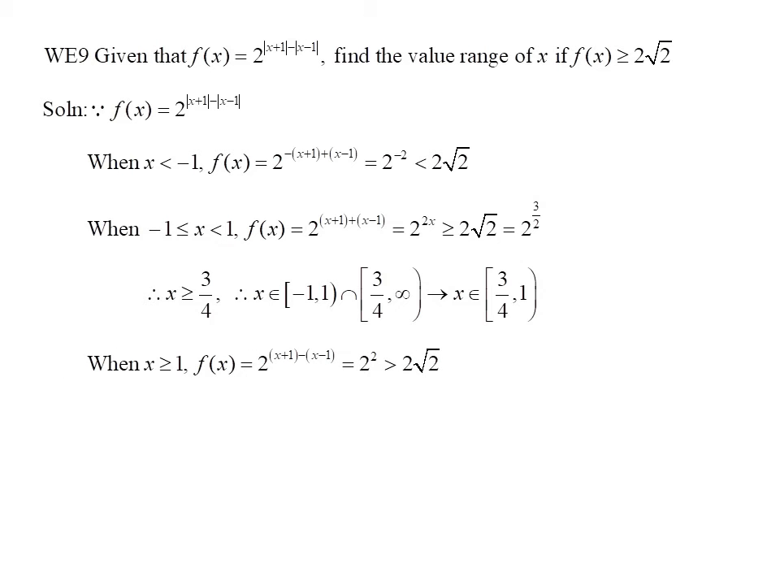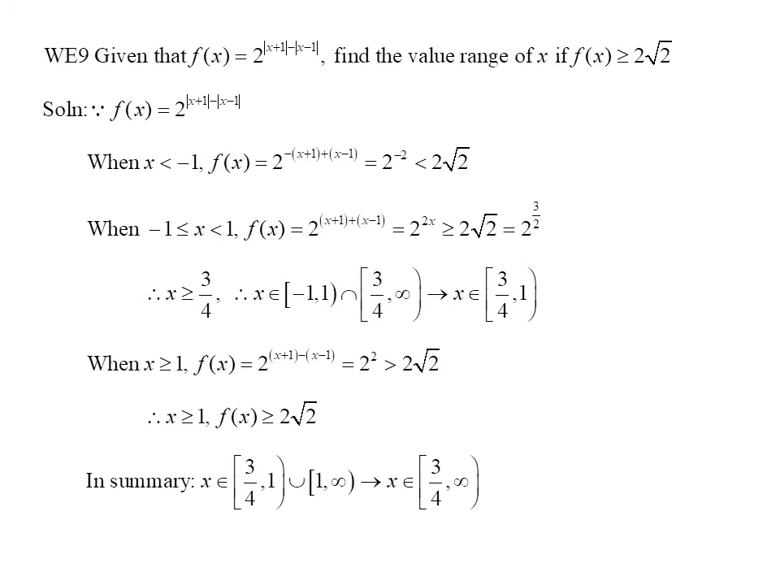Finally, when x is greater than or equal to 1, f(x) equals 4, which is greater than 2 square root 2. Therefore, when x is greater than or equal to 1, f(x) is always greater than 2 square root 2.